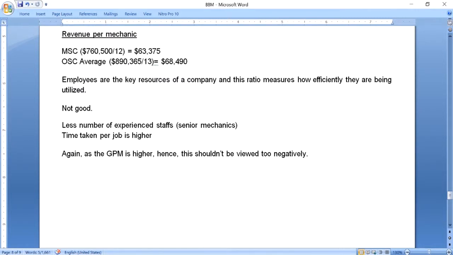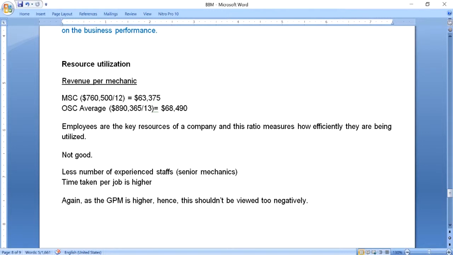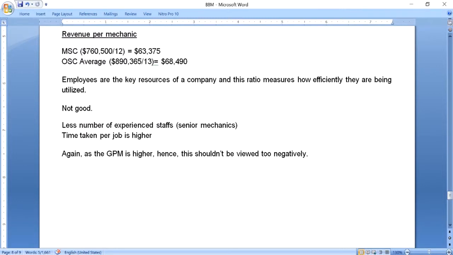Again, see, our gross profit margin is higher, so that is not that much of a problem. Though we are taking more time to complete a job, we are still charging more, and that is why our gross profit margin is higher. So it's fine, but there is still room for improvement. The performance is not good compared to others, but it's not that bad.